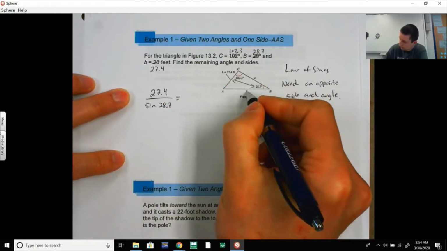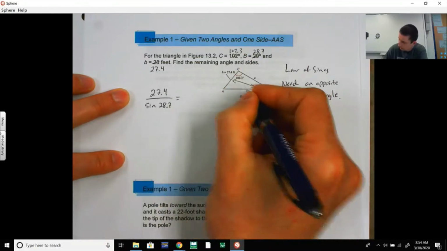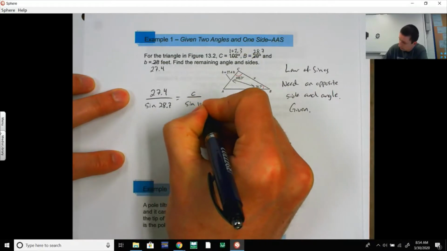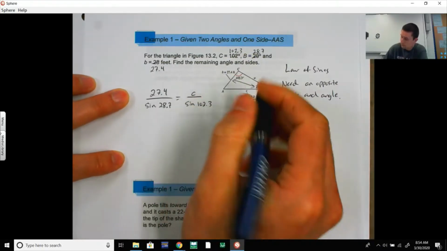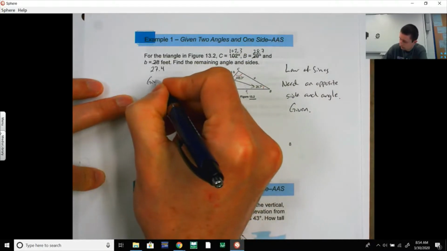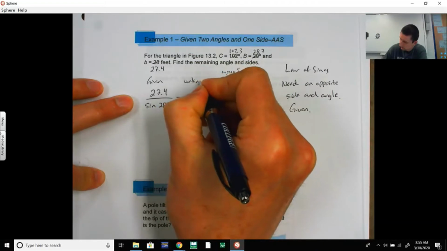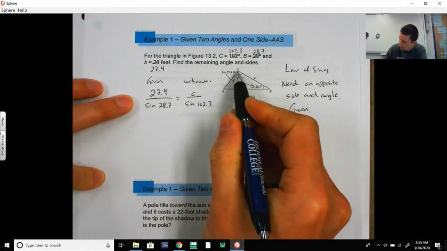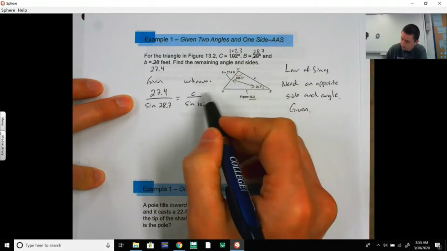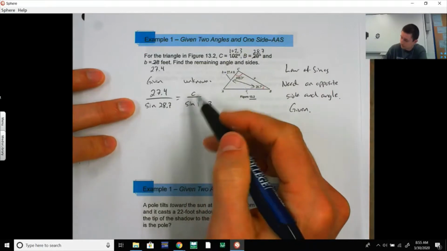Equals, now this is the one I'm going to find first because I have 102.3. So it equals c over the sine of 102.3. So see where that comes up. This is our given. Here's our unknown. Side over sine of that angle opposite of it equals side over the sine. Now these can be flipped. You can put the sines on top if you wanted to.